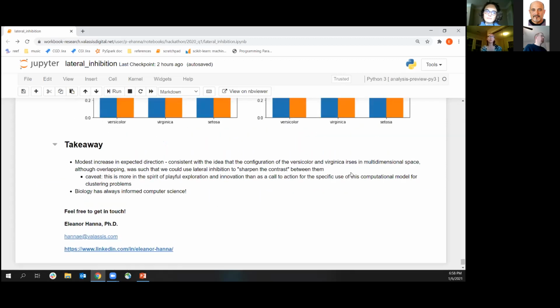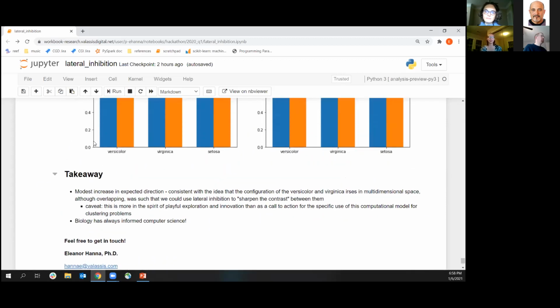But I think it is really cool that even when we're just taking something directly from evolution, we can get a little bit of an increase in performance on this completely unrelated data science problem of just trying to do a better job of distinguishing classes of things in a multi-dimensional space.